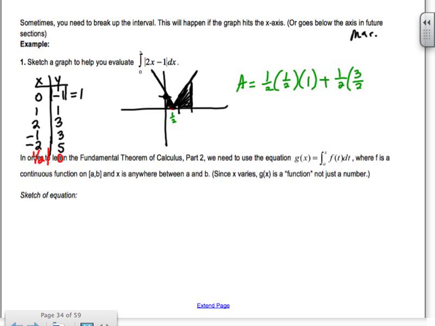So we need to find its height there. So if you plug in 2, what did you get? 3. So I have 1/4 plus 9/4, so you get 10/4, which is 5/2. So 2.5.